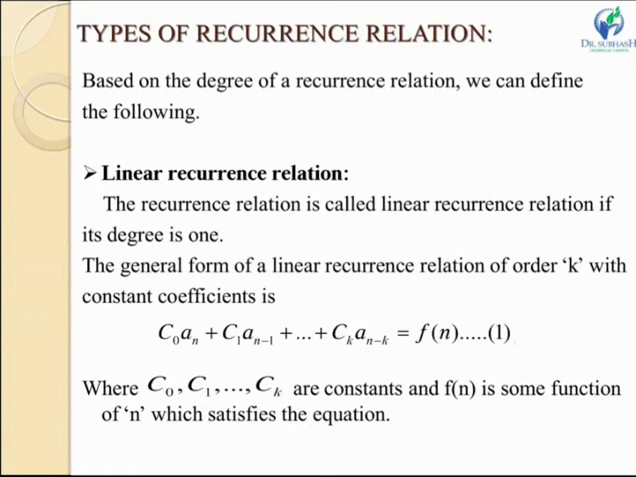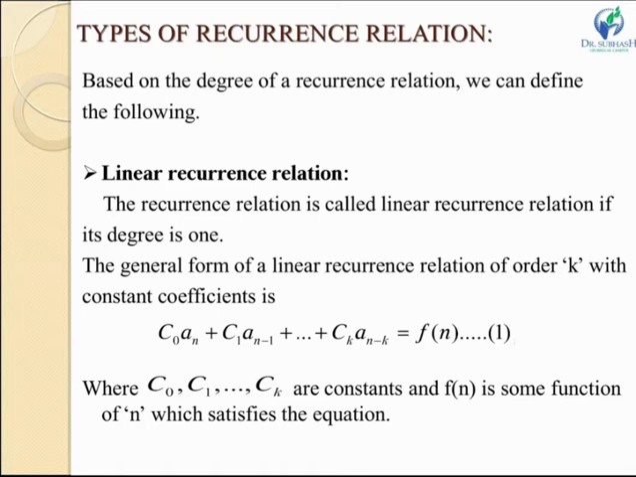Now the next topic is types of recurrence relation. Based on the degree of recurrence relation, we will define some of the following recurrence relations and their definitions. First is linear recurrence relation. The recurrence relation is called linear if its degree is 1. That means the highest power of the equation is 1.